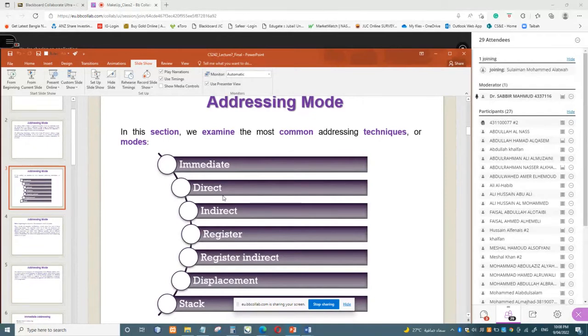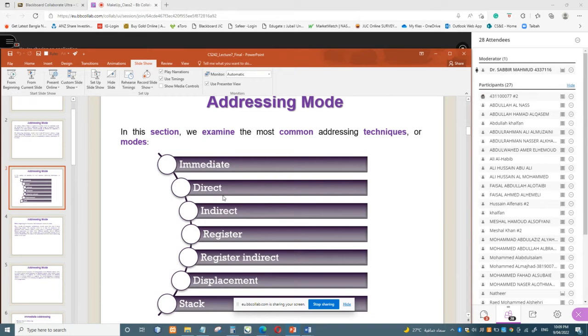And as I told you, addressing mode is nothing but how to specify your operand in your instruction. For example, we have one addressing mode which is called immediate addressing mode. The name itself states that in this addressing mode, the operand is specified by a constant value.